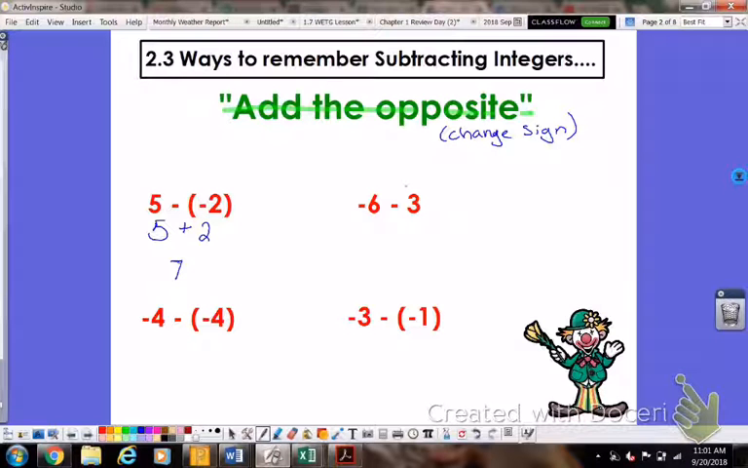Okay, take a look at this next example. Negative 6 minus 3. Again, we keep our negative 6, change subtraction to addition, and then change the sign of our 3. It's currently a positive 3, so it's now a negative 3. So negative 6 plus negative 3.